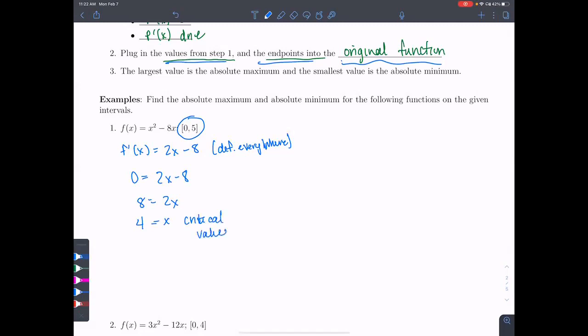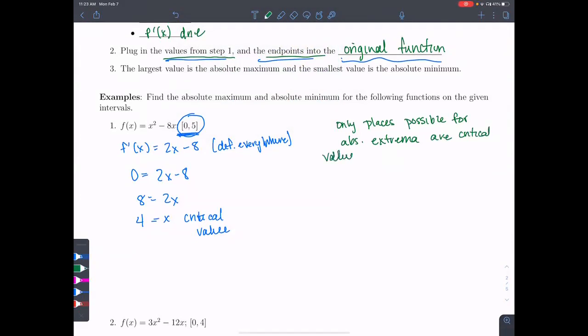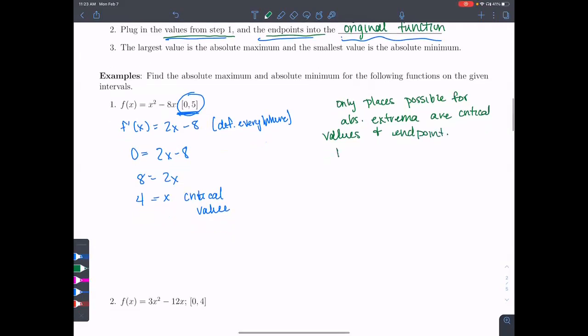Instead of doing a number line, because we're on this closed interval, we know the only places it could have absolute extrema are critical values and the endpoints. So that's what we're going to do. We're just going to plug them in. Plug those values into your original function, into f.